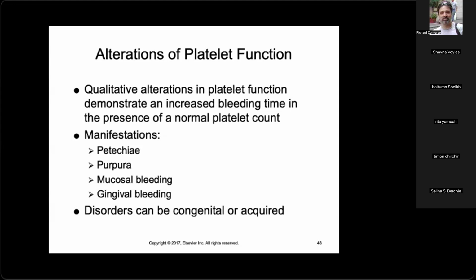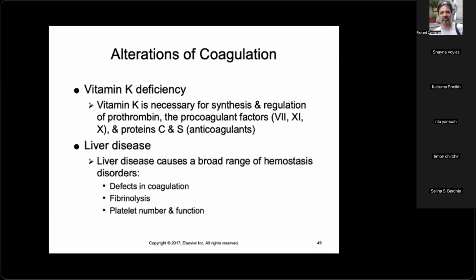Qualitative alterations demonstrate an increased bleeding time in the presence of a normal platelet count. We see petechiae, purpura, and mucosal gingival bleeding, that's bleeding in the gums. Then disorders can either be inherited or acquired. One example is vitamin K deficiency, which is critical for synthesis and regulation of prothrombin, the procoagulant factors 7, 9, and 10, and proteins C and S, which are anticoagulants.